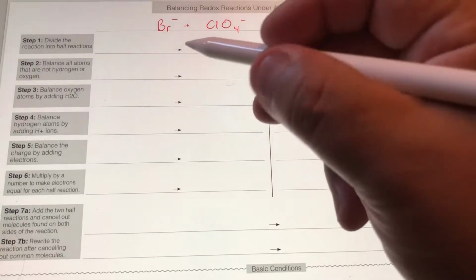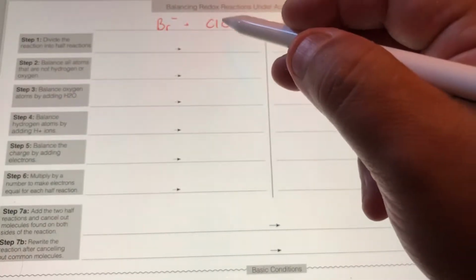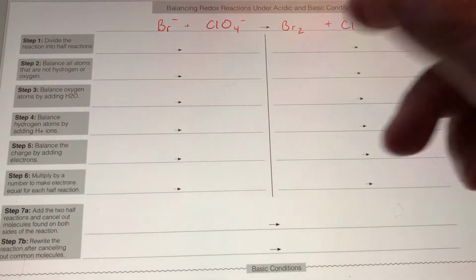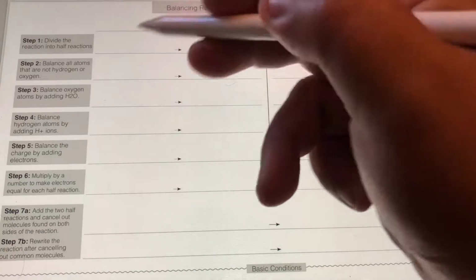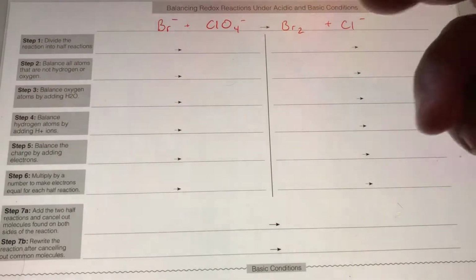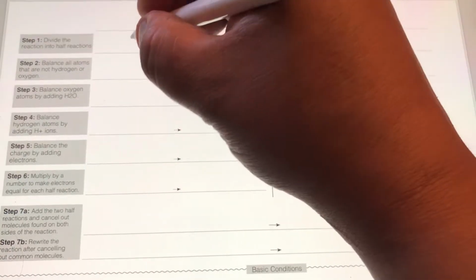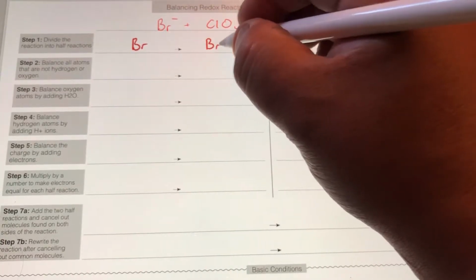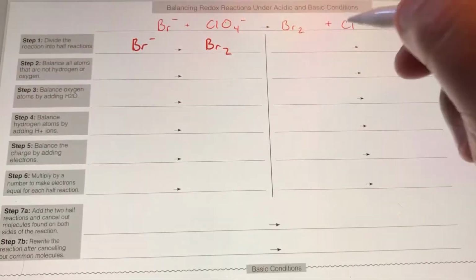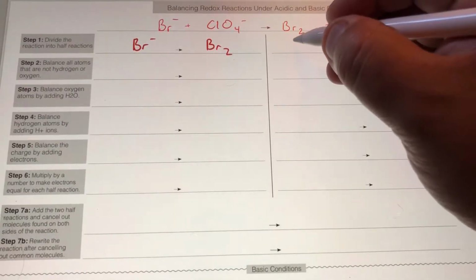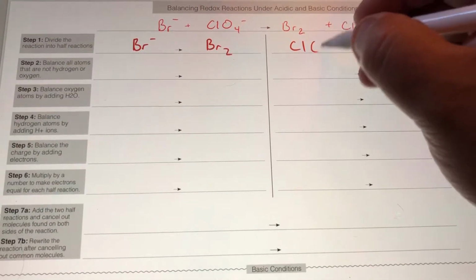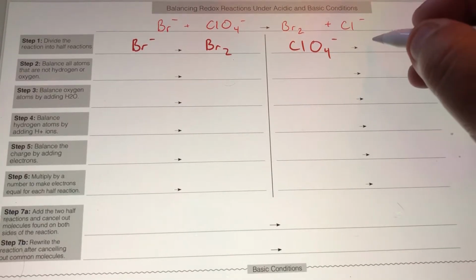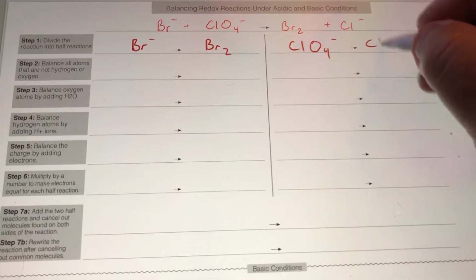So here we have a reaction of bromine and perchlorate. And so the first step here is to separate, it says here divide the reaction into half reactions. So on one side we'll have the bromine and then the two on this side. And then on this side we'll have the perchlorate and looking down into chlorine.